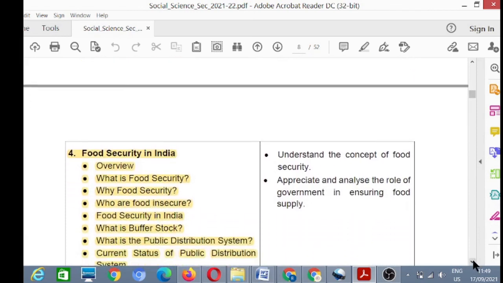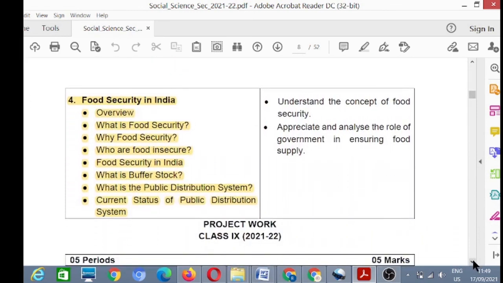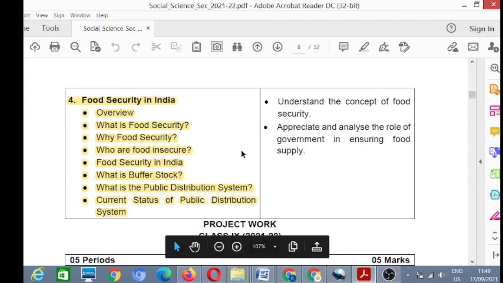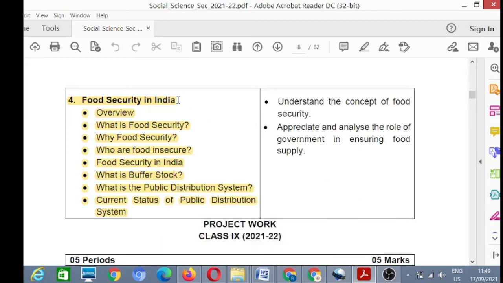Now next is food security. Food security in India. What is the reason for food security in India? Poverty is the main reason. The main motto is that every person in India, every citizen of India, should have a meal or food. Nobody should be hungry.